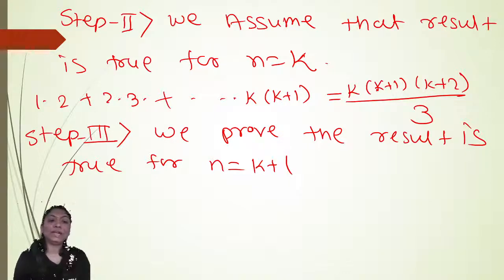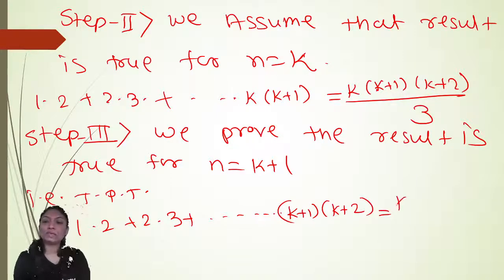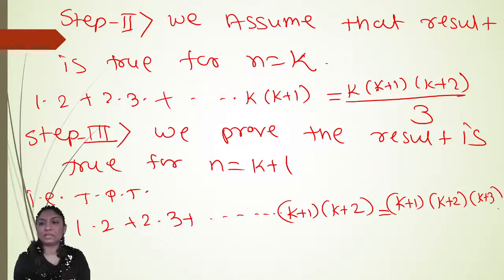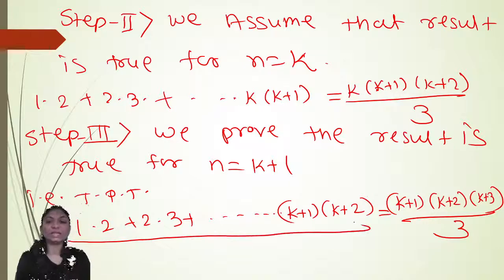So what we want to prove, first of all write down, that is to prove that 1 into 2 plus 2 into 3 plus and so on, k plus 1 into k plus 1 plus 1, it means k plus 2, is equal to k plus 1 into k plus 1 plus 1, it means k plus 2, and here is k plus 3 upon 3. That is, we have to prove this is equal to this. So for that we will consider the LHS.